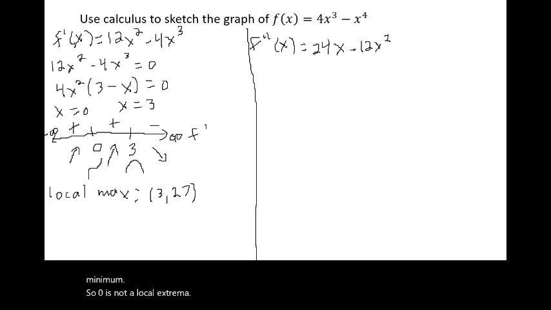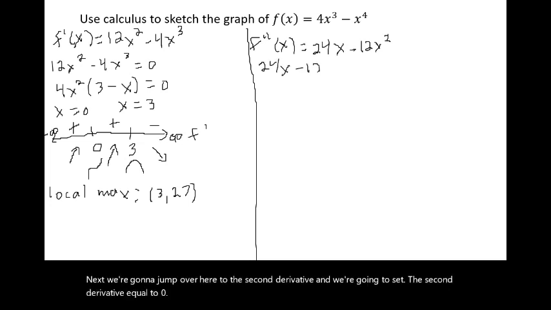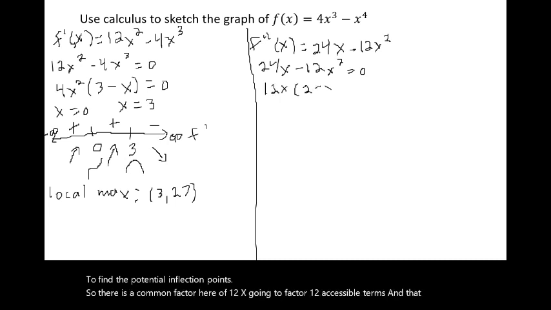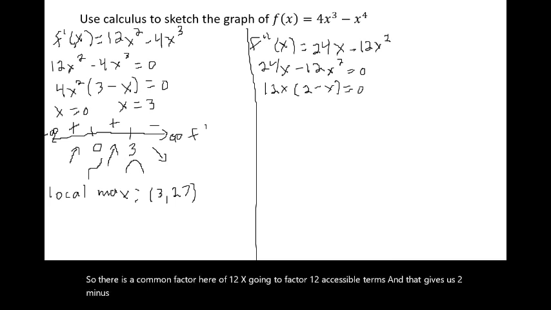Next, we're going to jump over here to the second derivative, and we're going to set the second derivative equal to 0 to find the potential inflection points. So there is a common factor here of 12x. So I'm going to factor 12x out of both terms, and that gives us 2 minus x equals 0. And then I'm going to solve for x, gives us 2 potential inflection points, x equals 0 and x equals 2.